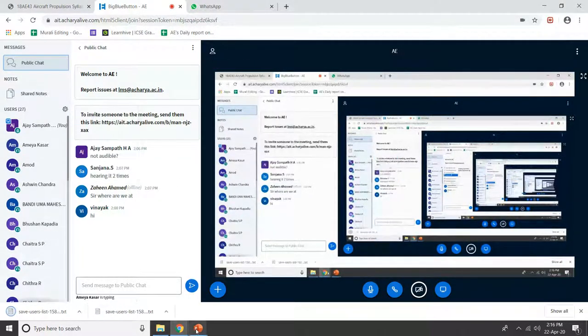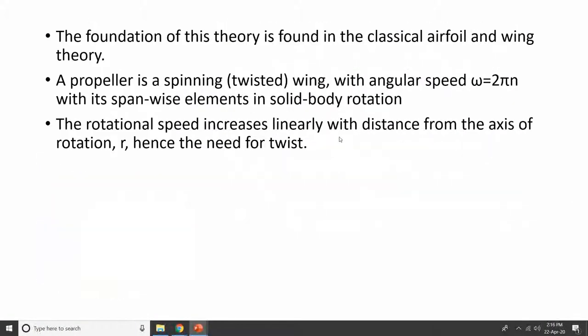Okay. So the foundation of this theory is found in classical airfoil and wing theory. I think you have seen in your aerodynamics the lifting line theory, just a casual, normal airfoil, and how lift is generated in it. And you have seen about CL and CD, what is CL and CD. So it makes use of the same thing, but the only thing you need to consider is the angle.